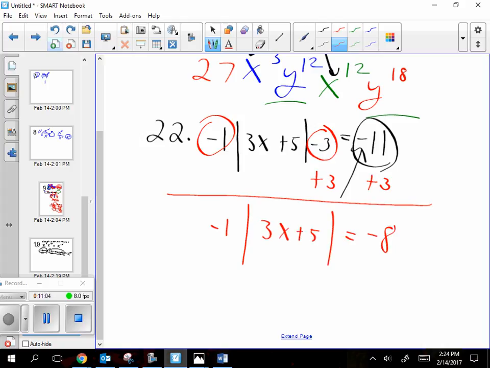Then, how come that 8's not negative anymore? You're going to divide by negative 1. Thank you. That's a much better answer. Divide by negative 1. Now the clump is alone.